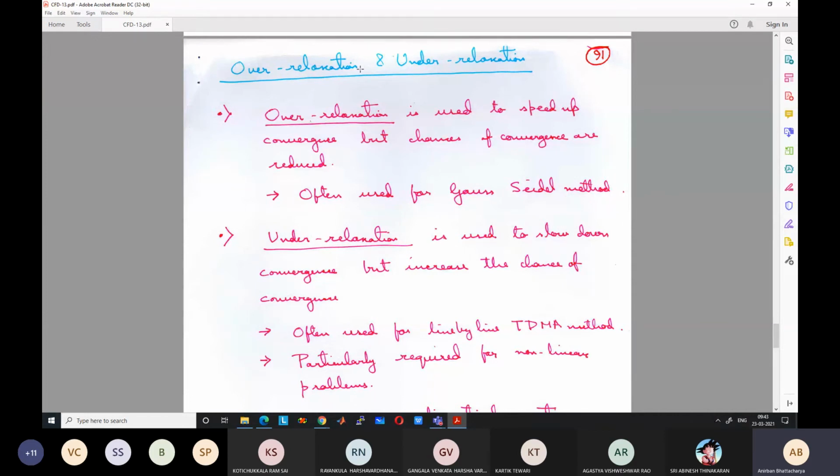Like this, the solution will diverge. So if you take under relaxation factor, what would have happened is that you go slightly towards the correct solution. So the chances of overshooting the value is much less. And in that case, the chances of convergence is more. Okay. So let us formally go through this material.